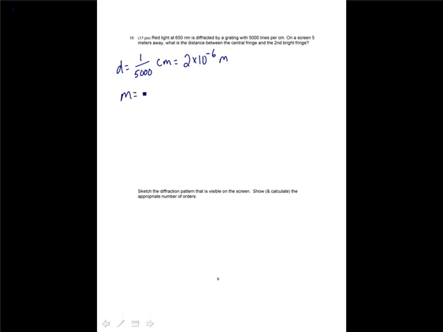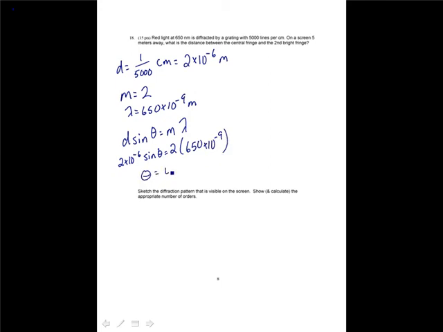The order number that I'm concerned with is second order, and the wavelength is 650 times 10 to the minus 9 meters. Now, d sine theta is equal to m lambda. Solving for theta, 2 times 10 to the minus 6 times sine theta is equal to 2 times 650 times 10 to the minus 9. I get 40.5 degrees, which might seem like a big angle, but if you think about the diffraction gratings that I showed you in class, those diffraction spots are spread out pretty far, so 40.5 degrees isn't absurd.